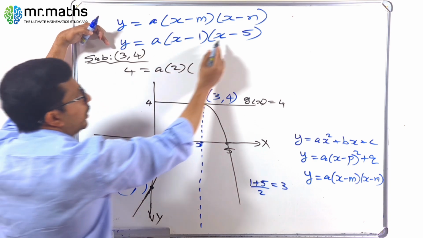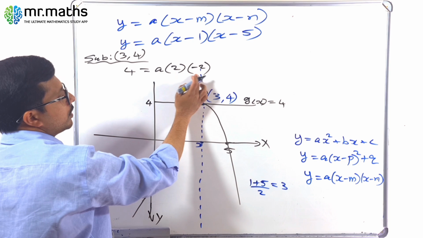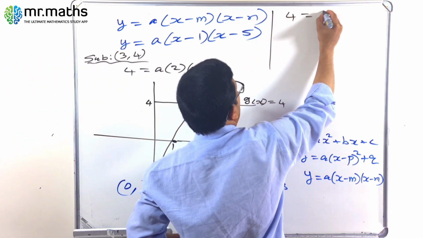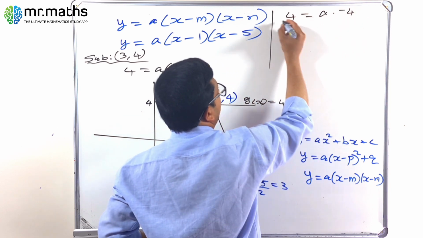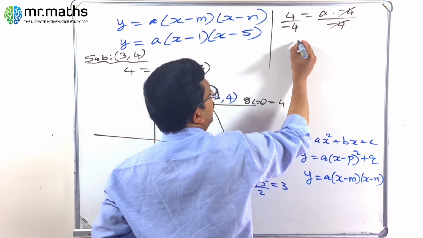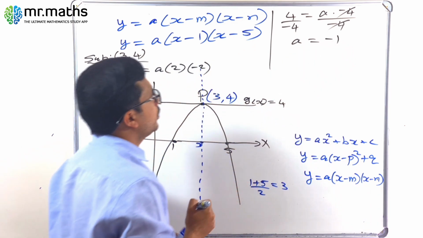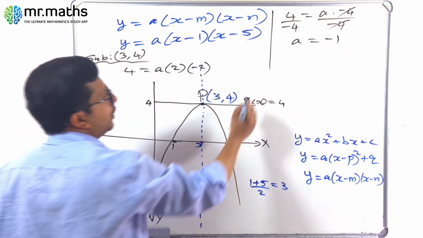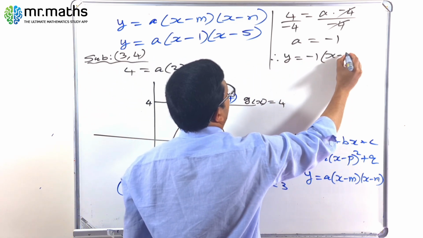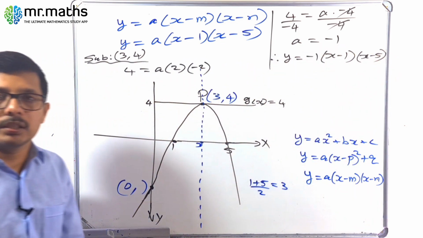I'm substituting 3. 3 minus 5, that is minus 2. So 2 times minus 2 is minus 4. So let me write it here. 4 is equal to a into minus 4. So divide both sides by minus 4. This minus 4 is cancelled. So a is equal to 4 divided by minus 4, that is minus 1. So now what is the equation? Substituting back, therefore y is equal to minus 1 into x minus 1 into x minus 5. We got the equation of that parabola.